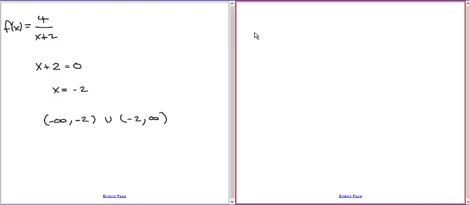Now if you have a rational function that has a quadratic, if you can factor the quadratic, and it really doesn't matter what I have in the numerator, because that doesn't affect the domain. So it can be any polynomial. So I'm just going to make one up here. So what you do is you say, okay, what values of x cause x squared plus 3x plus 2 equals 0.